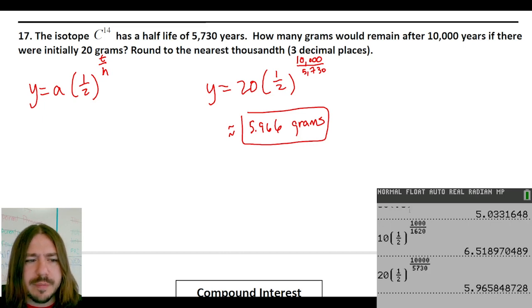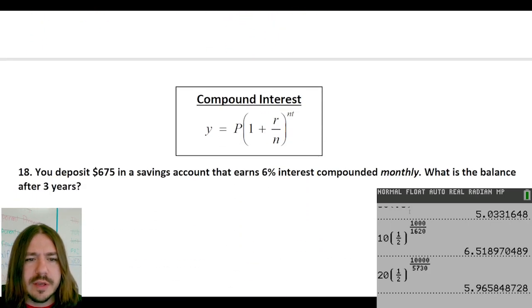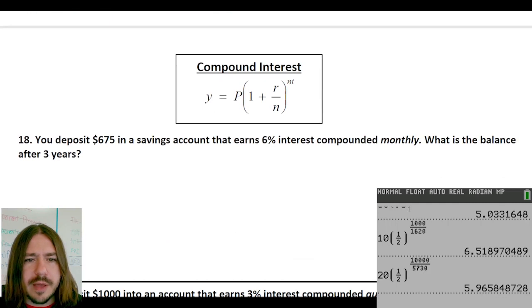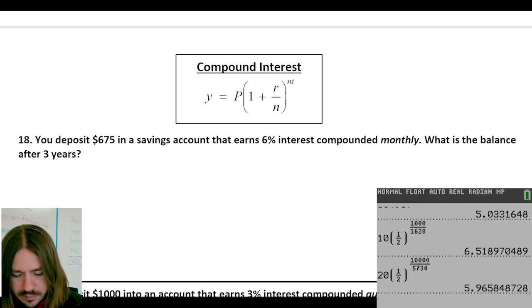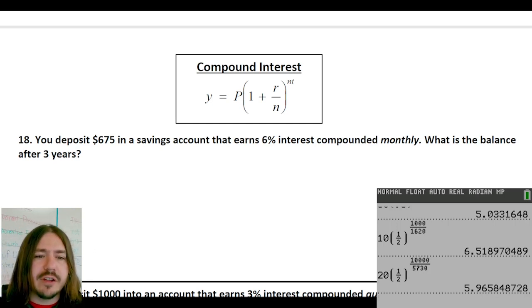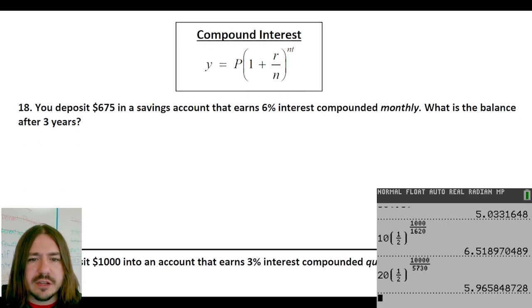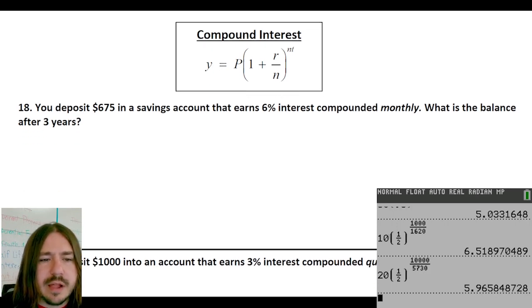But now let's get into the compound interest problems. So here's the compound interest formula, and I am going to give this to you on the test. You do not need to memorize this one. Let's see here. All right, so number 18 says you deposit $675 in a savings account that earns 6% interest compounded monthly. What is the balance after 3 years?